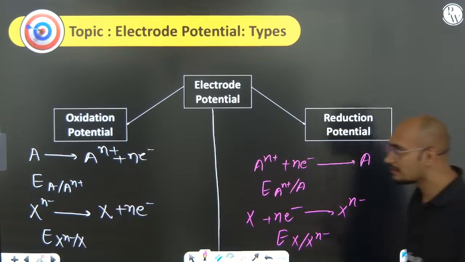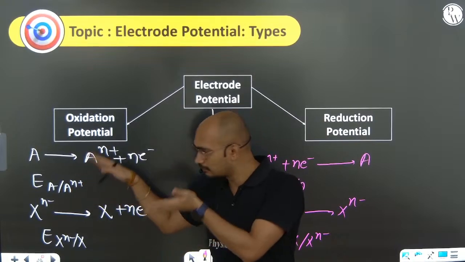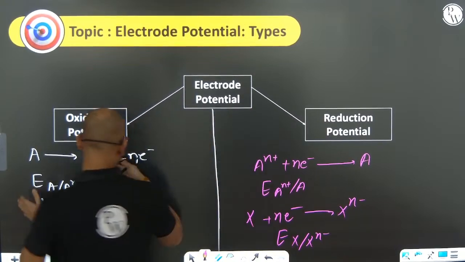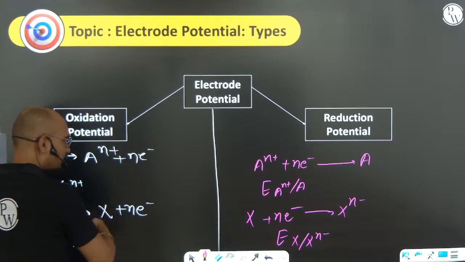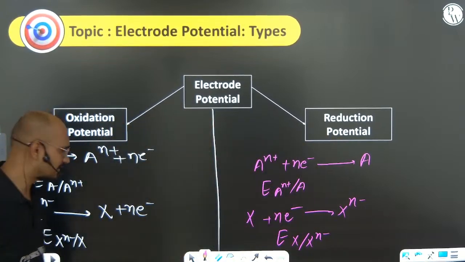So if you are writing a reaction in the form of reduction, whatever the potential is will be the reduction potential. If it is an oxidation reaction, oxidation form, then oxidation potential. If reduction form, then reduction potential. Not a big deal. Easily understandable.